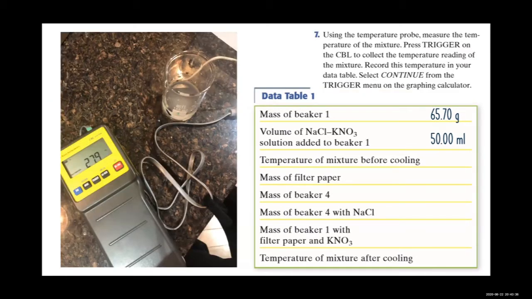Using the temperature probe, measure the temperature of the mixture. Press trigger on the CBL to collect the temperature reading. This is what would happen if you were working with the graphing calculator. So our temperature before cooling was 29.7 degrees Celsius, which is a little much warmer than room temperature. But I had also just made the solution, so it was still probably a bit warm.